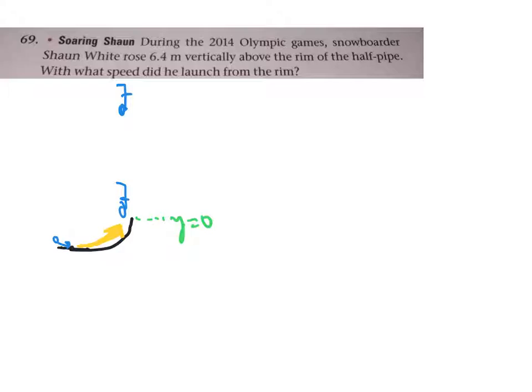But once he leaves the track, he basically is launched with some initial velocity, which is what we're looking for, and then he goes up some height, and he ends up some distance higher, which I'm going to call h, which we happen to know is 6.4 meters. And we know that during this whole time, he's being accelerated by the Earth downward with a magnitude g.